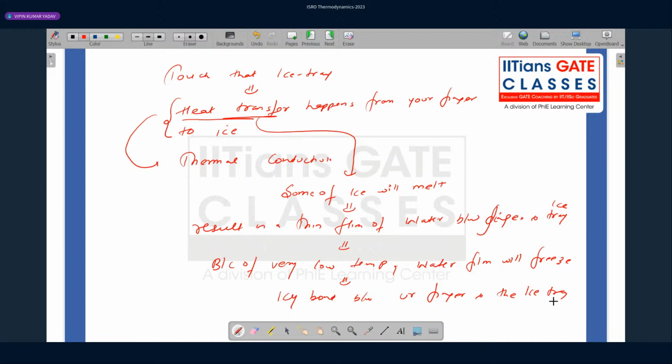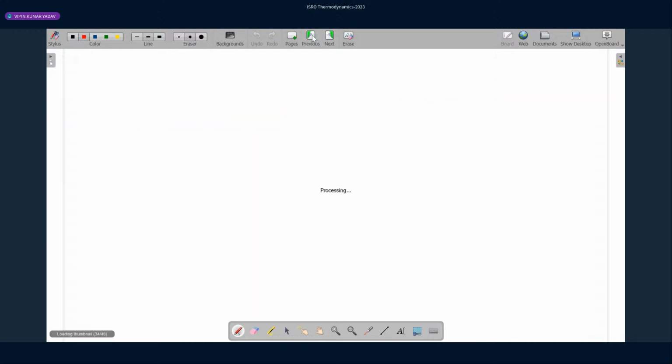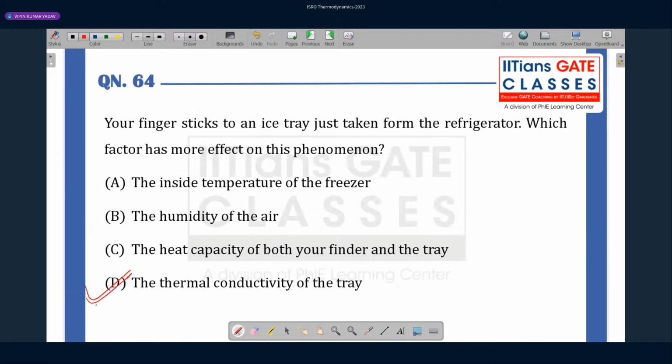So the answer is thermal conductivity of the tray. Also, this is responsible to some extent. Of course, all these factors are related to heat transfer, but the most dominant factor is thermal conductivity.